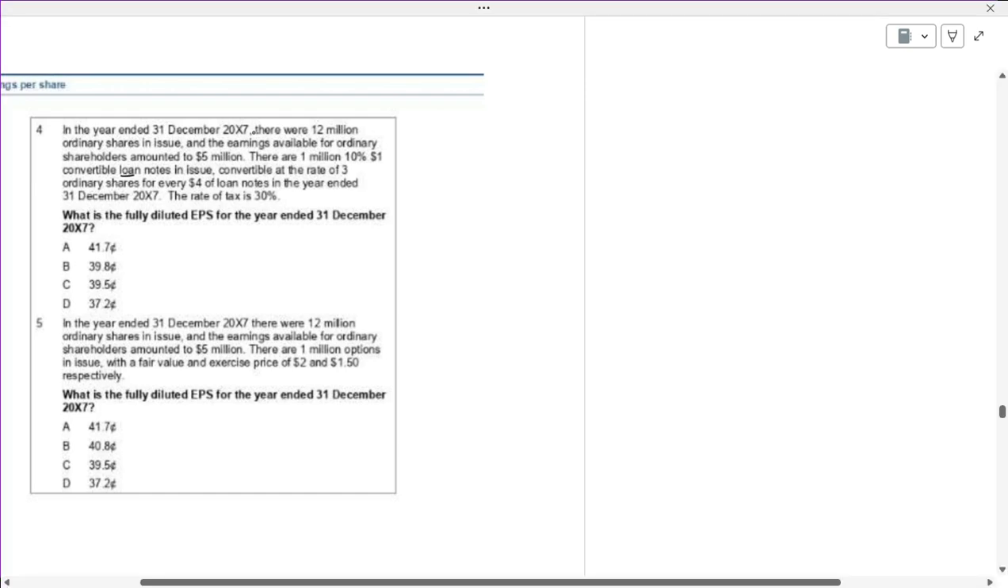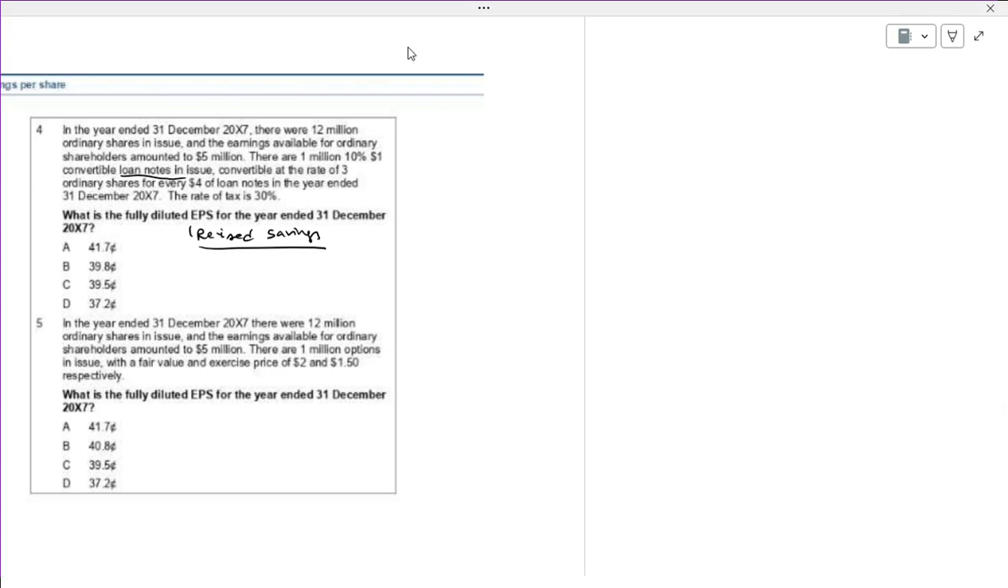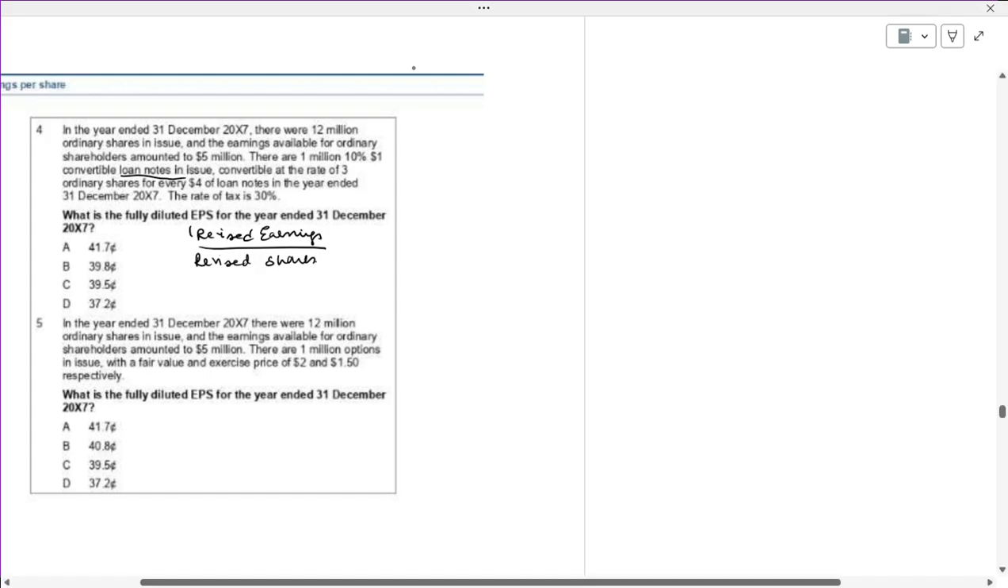Convertible loans are there in issue. Same thing, earnings plus savings. Revised savings divided by revised earnings. Understand the point? Very simple. It is revised savings divided by revised earnings. I can say it like this, okay? I will not say savings, I will say revised earnings divided by revised shares, okay? Revised earnings divided by revised shares.